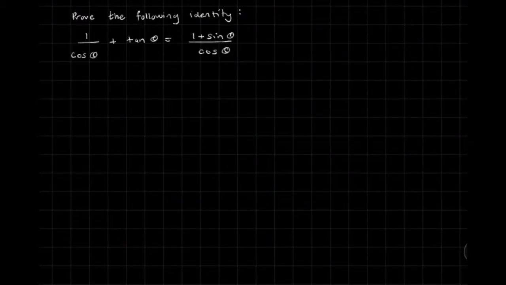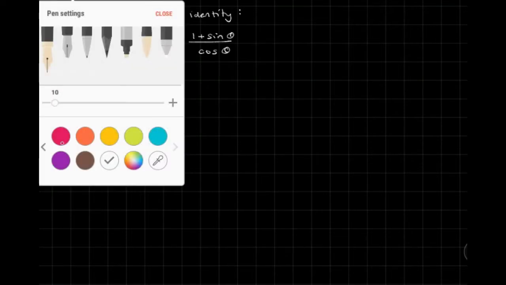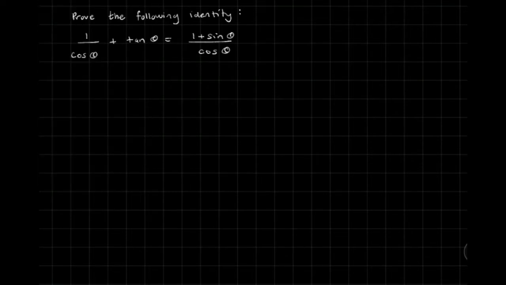Alright, let's say we want to prove the following identity: 1 over cosine theta plus tan theta is equal to (1 plus sine theta) over cos theta. So we recently discussed some of the Pythagorean identities, so I'm just going to write them out, and then we can work through this. The whole point of proving identities is that we have to make the left side of the equation, which is this part, equal to the right side of the equation.